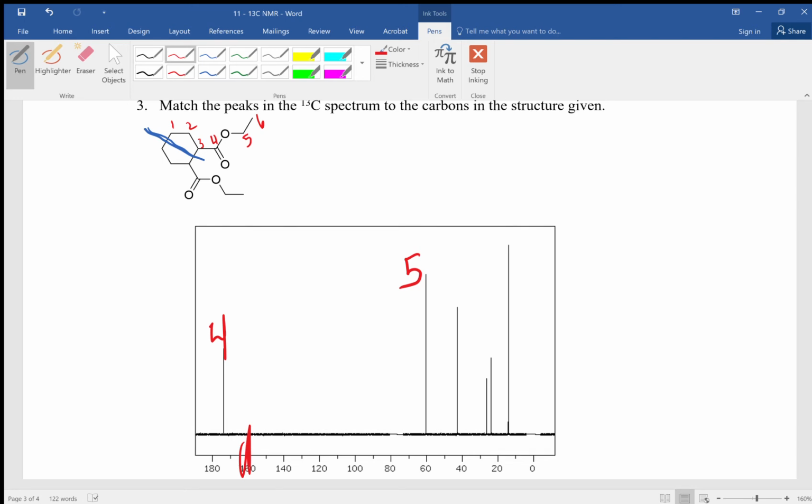The next easiest peak, in my opinion, to identify is number 6. And that's another thing that I think is important to think about when you're approaching one of these problems. Start with what's easy. Some of these peaks are easy to figure out. Some of them are very difficult. Some of them are much easier. But a methyl group at the end of a chain we know are generally our lowest chemical shift peaks.